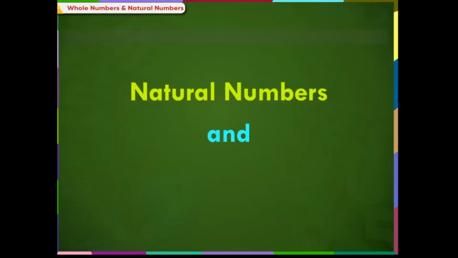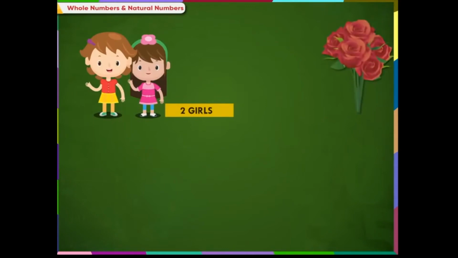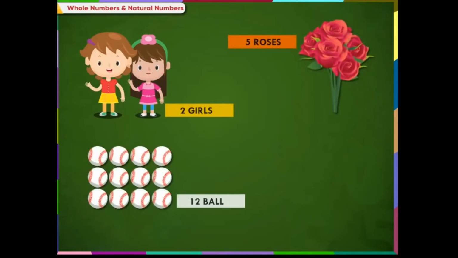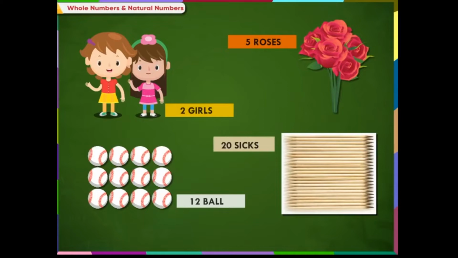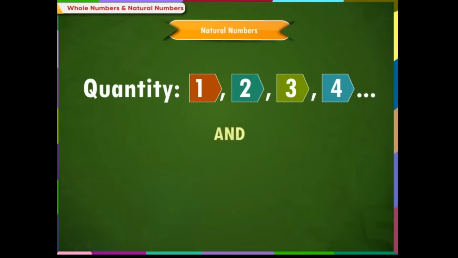Natural numbers and whole numbers. We count objects using numbers like 2 girls, 5 roses, 12 balls and 20 sticks. We use numbers 1, 2, 3, 4 and so on to count objects. So these numbers are called counting numbers or natural numbers. Natural numbers can be used in many ways. They can be used to show quantity and position.